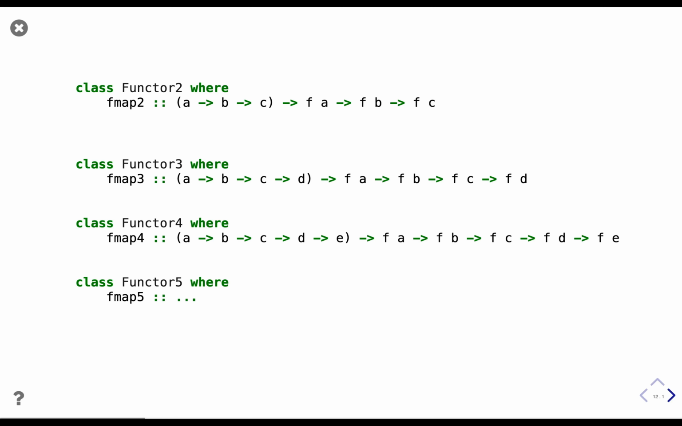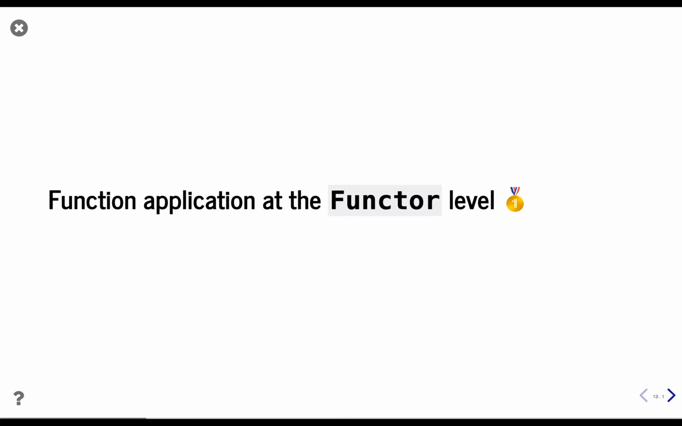The concept of applying a function to the values of a structure without modifying the structure itself. But don't worry, thanks to currying, there's a better way. Let's talk about function application at the functor level. This is one of the two key ideas of this lesson. If you understand this section, the rest of the lecture will flow naturally.